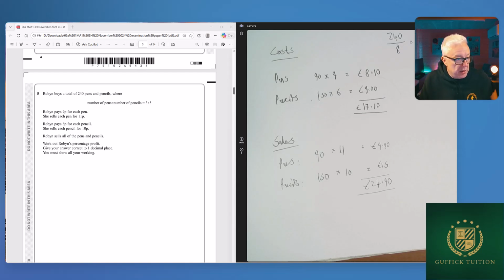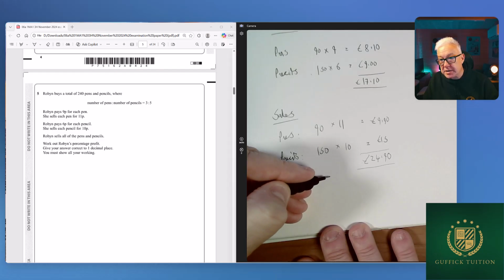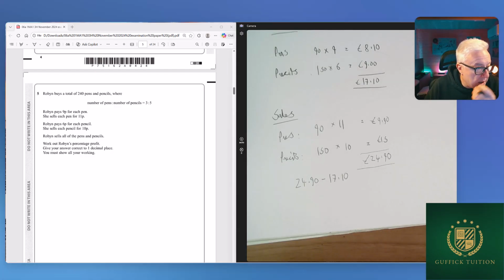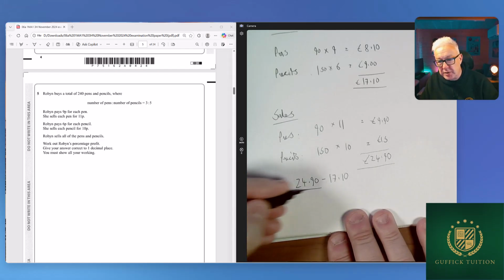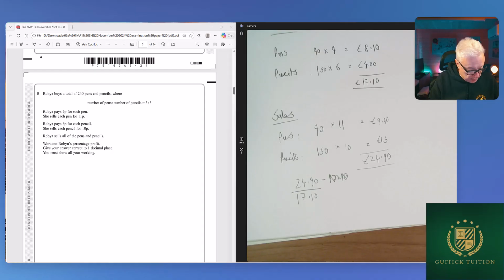Okay, so in order to work out our profit, what we're going to need to do is work out the percentage profit. So we're going to need to do the amount that they're sold for, £24.90, minus how much it costs to buy them. Okay, and then we're going to, are we going to do it that way? No, let's not do it that way. Let's just do it this way. Let's just divide how much you sold them all for divided by how much you bought them all for. Okay, so let's see what that gives us. So that is going to be £24.90 divided by £17.10.